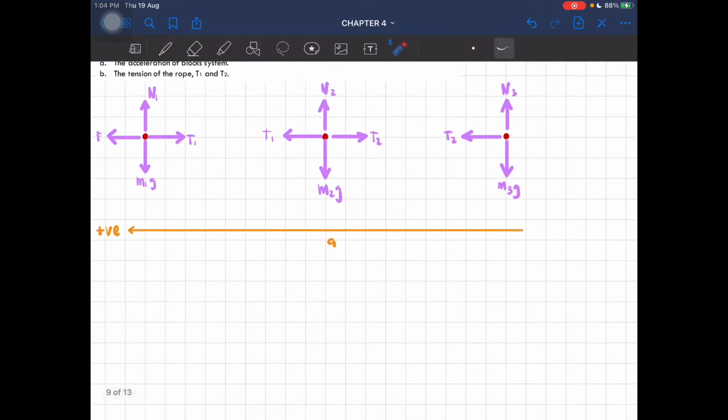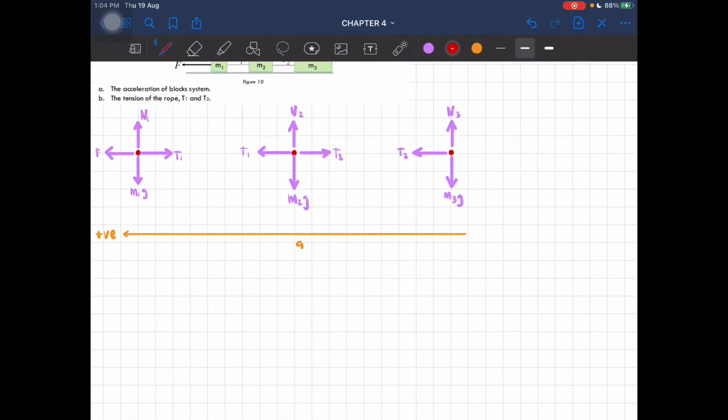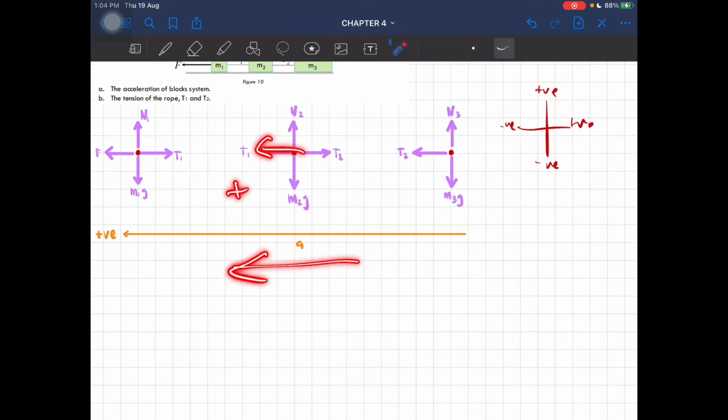Okay, for this one, for the ones with acceleration, you have to consider that only. So we don't follow the usual positive, negative convention. If it follows the direction of acceleration like this, it is positive. Okay, now let's continue.